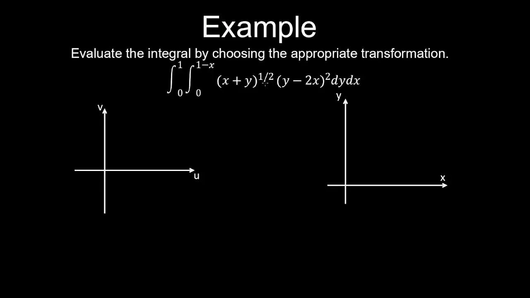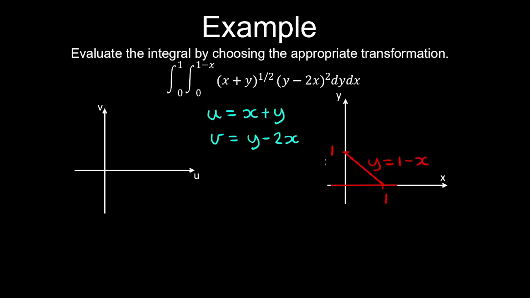Let's evaluate this integral by choosing the appropriate transformation. So using the integrand, we're going to let u equal x plus y and v equal y minus 2x. And using the limits of integration, we can draw the region in the xy plane. So we first integrate over y, between the line y equals 0 and the line 1 minus x, and then from x equals 0 to x equals 1. So that's our region of integration.